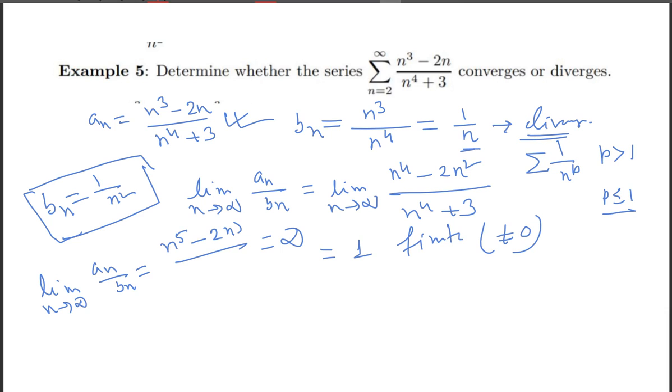Suppose you are getting 0. Your aim will always be first to choose Bn in such a way that the limit as n tends to infinity of an by Bn is equal to some finite value other than 0. That will be the first step. If you are not getting a finite non-zero value, then you may go for 0 and infinity. In that case, if you find 0, Bn must be a convergent series, and if you find infinity, Bn must be a divergent series. Okay, so this is the comparison test.